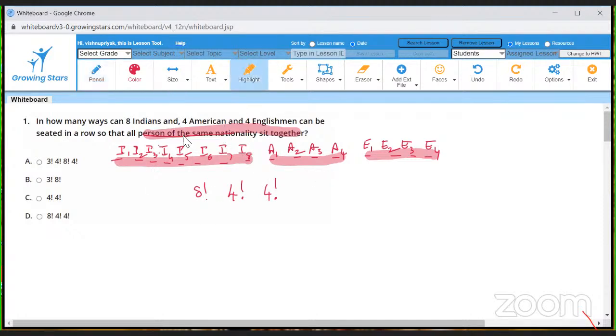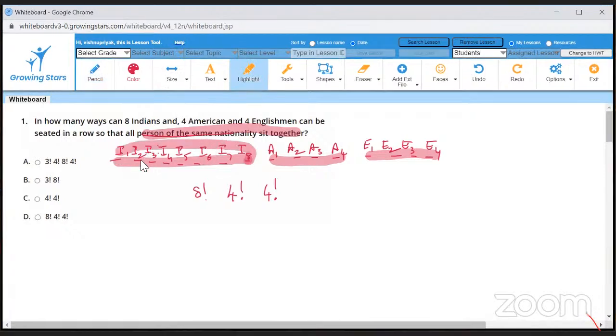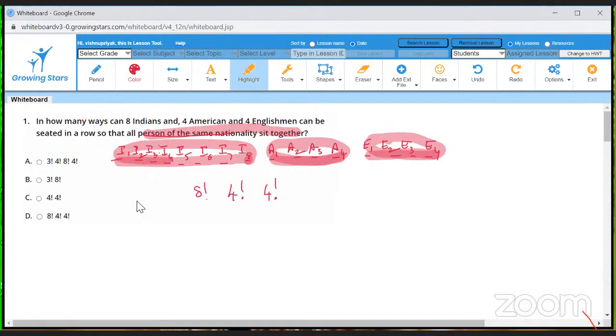But you forgot one thing. This is like a bundle. This is the second bundle. This is a third bundle. Bundle means group. 3 groups are there. Now, these 3 groups can interchange. Like this group can come in the middle, this group can come first, like that also can take place. So 3 groups can arrange in 3 factorial ways. It can shuffle in 3 factorial ways. So option A would be the correct one.